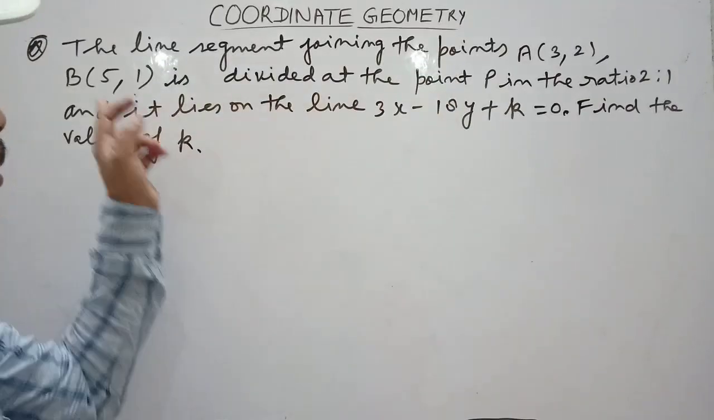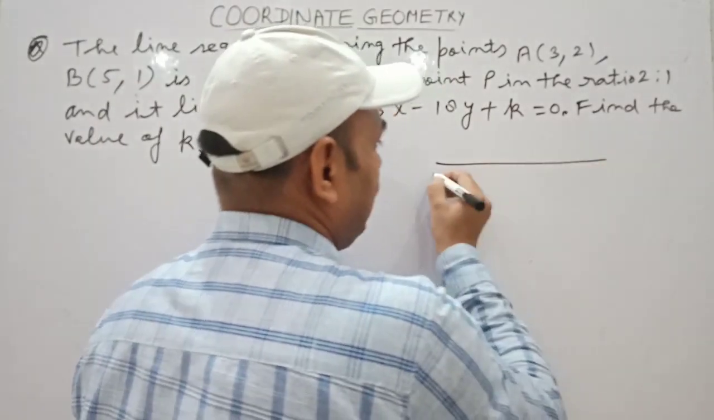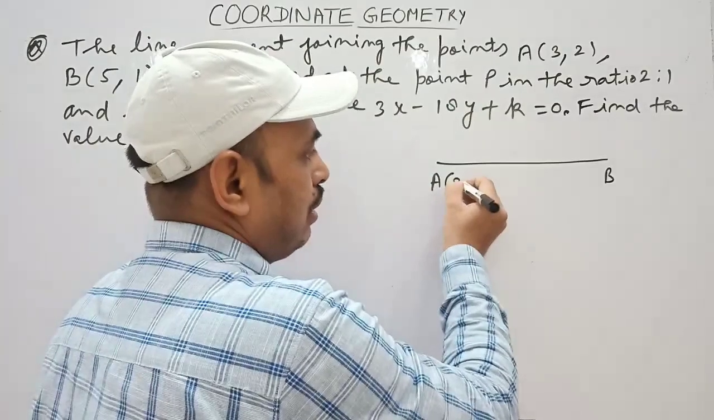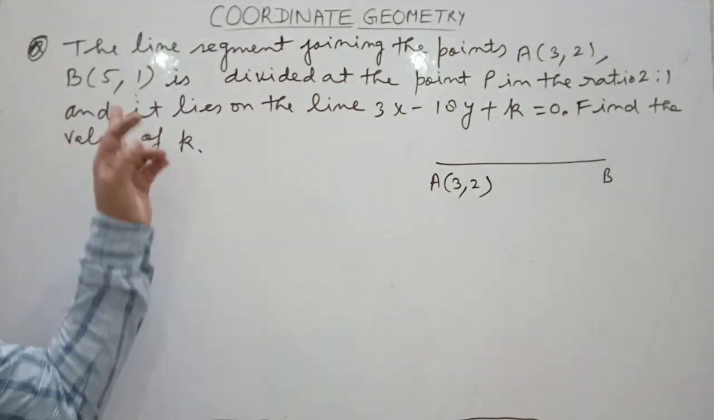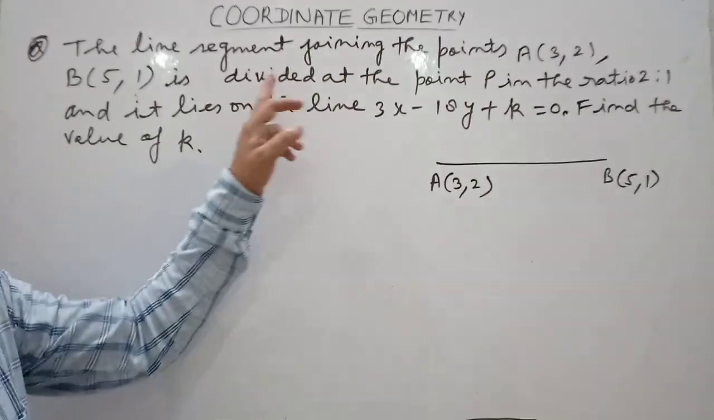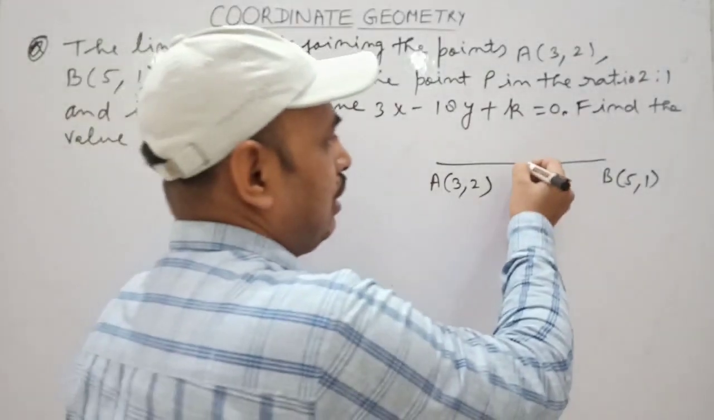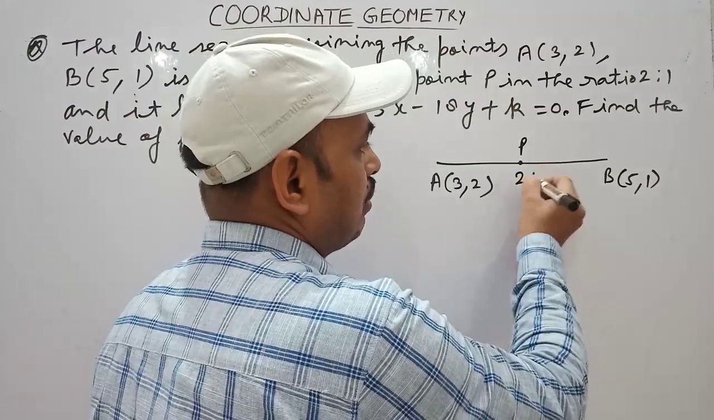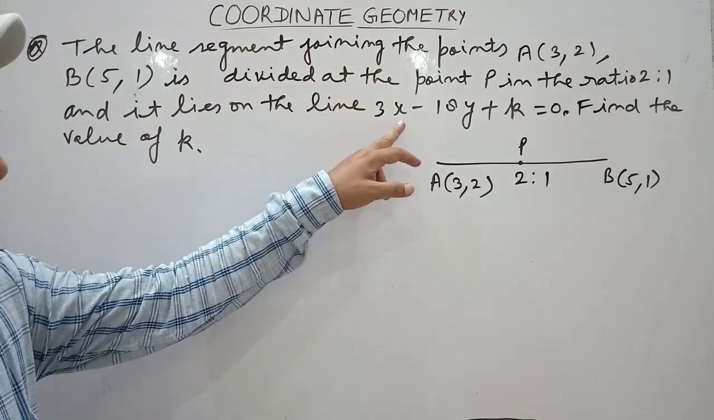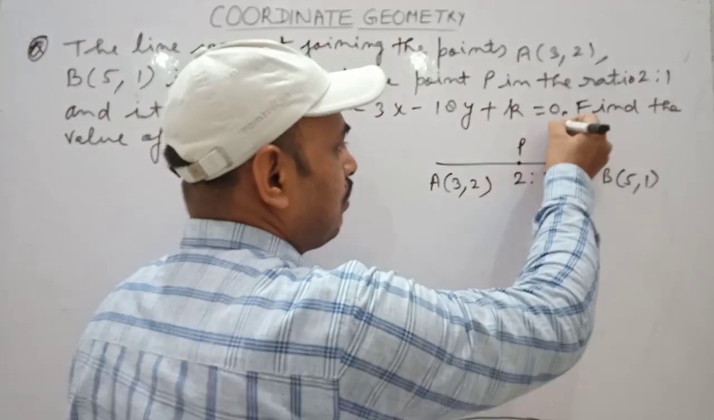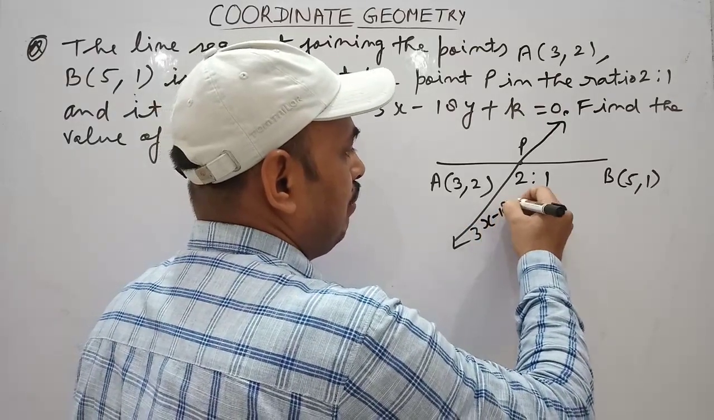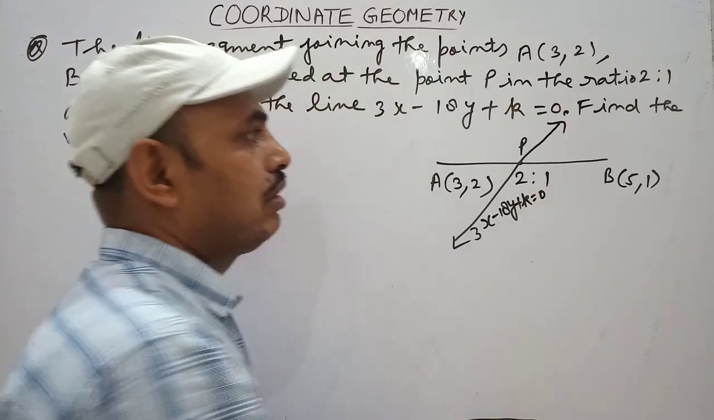Line segment joining the points A and B. So we have a line segment AB. What is A? A is (3, 2). What is B? B is (5, 1). It is divided at the point P in the ratio 2:1, and this point P lies on the line 3x minus 18y plus k equal to 0.